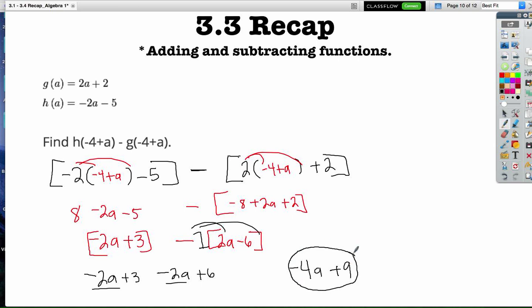And those were really the only types. We did look at some with common denominators, but for the most part, those were the main goals of 3.3.